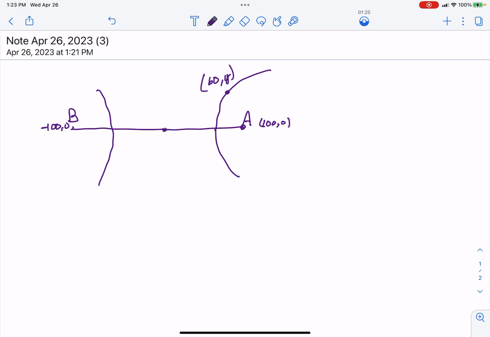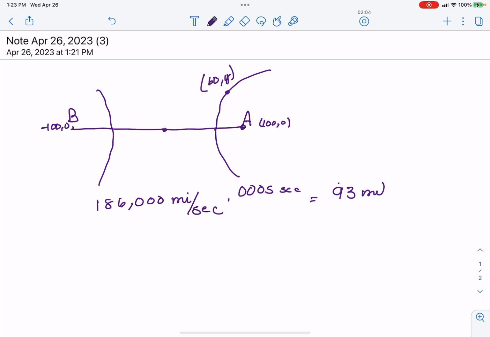A synchronized radio pulse is transmitted at 186,000 miles per second. That's pretty fast, miles per second. By the two stations, it is received 5 ten-thousandths of a second apart. So if you multiply these two numbers together, 186,000 times 0.0005, I believe you get 93 miles. So that's 93 miles.